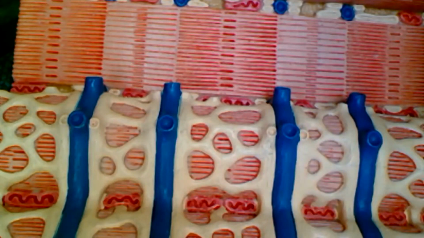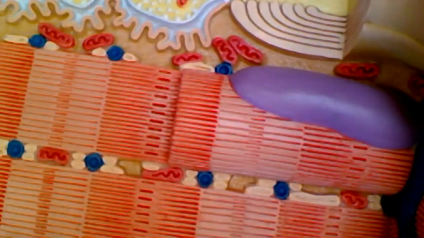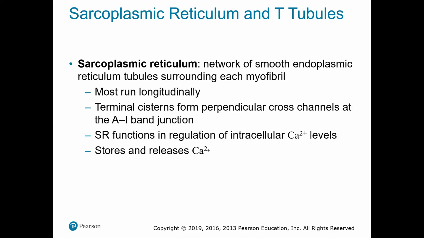So this is what the T-tubules look like. This is what the sarcoplasmic reticulum looks like. And of course, we can see the individual myofibrils, and you can see the light and dark bands in this model. Every myofibril is surrounded by the sarcoplasmic reticulum. And again, they contain a vast amount of calcium.